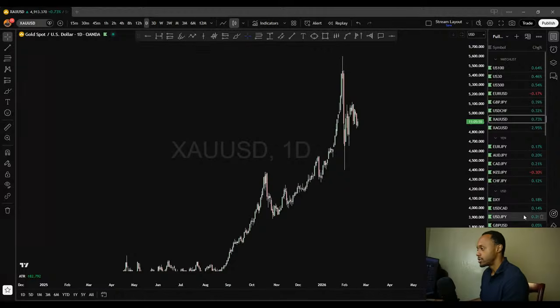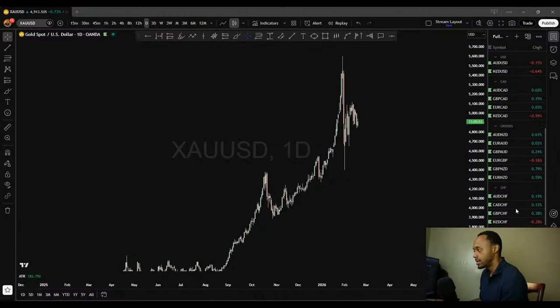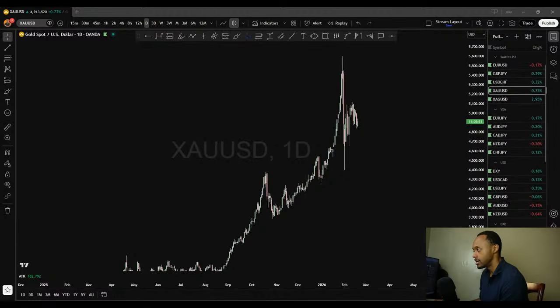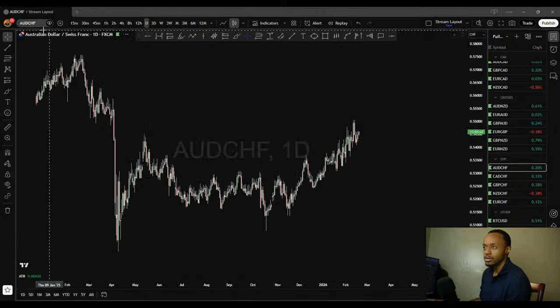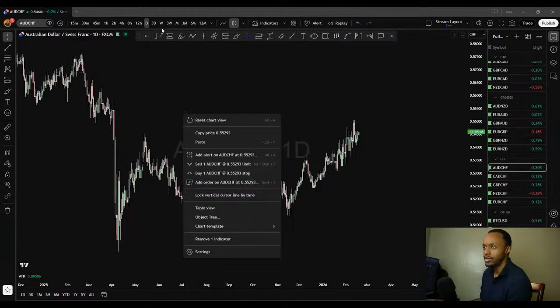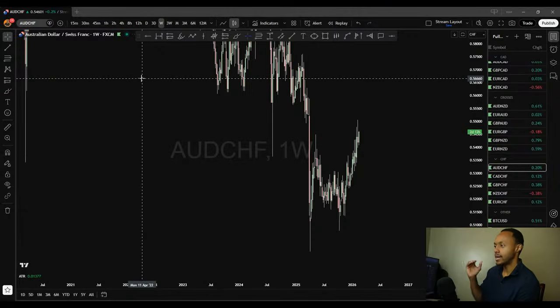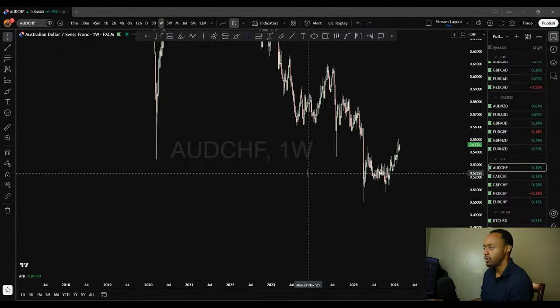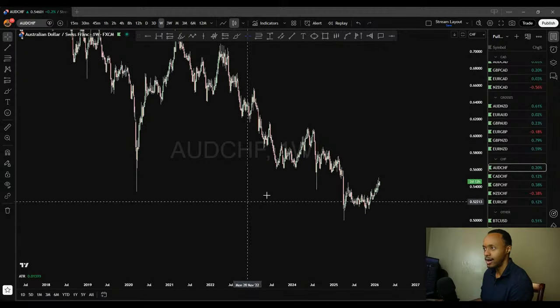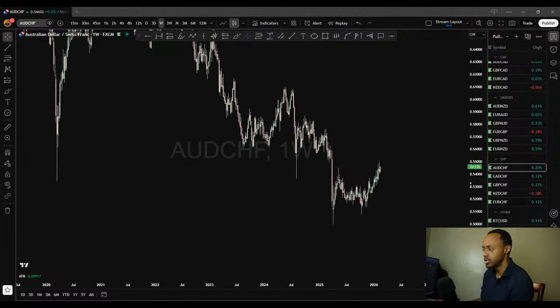Anyway, let's go through Aussie Swiss, and then I'll take a look at oil and Sol next. So Aussie CHF, very, very corrective market, slowly picking up the pace a little bit. I think this could be a smart play for some longs. I can't lie, I think this is a really nice opportunity for some longs.